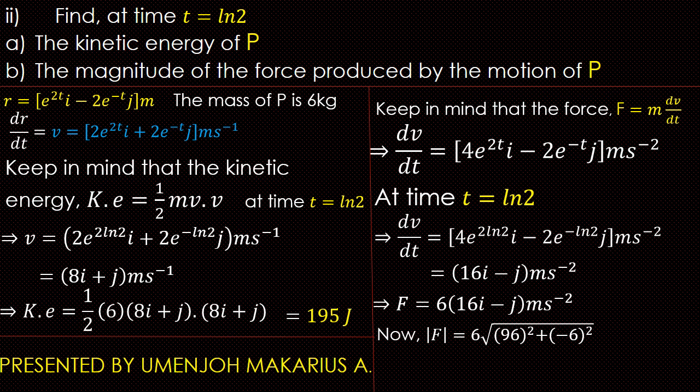Good. So guys, if we simplify that so well, we expect to have an answer of 6 times the square root of 16 squared plus 1 squared. That's going to give us 6 times the square root of 257 Newton. So guys, this is the correct answer to the problem. This is the correct answer to our question.